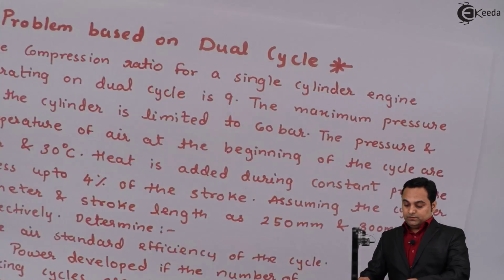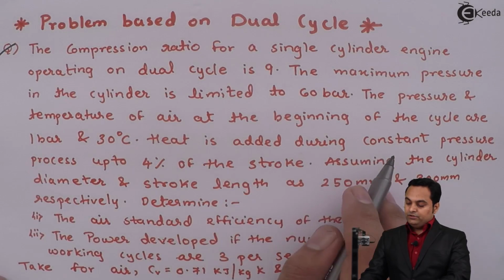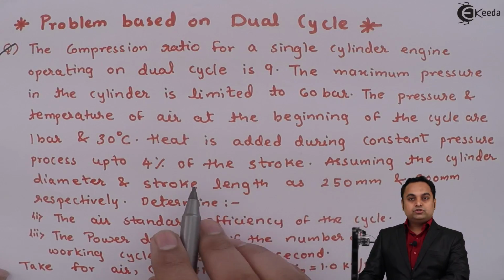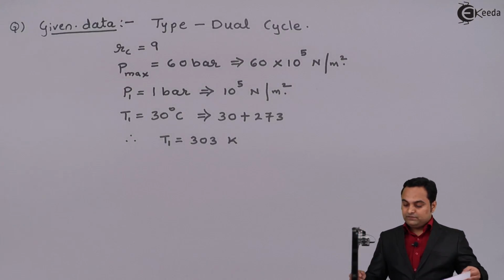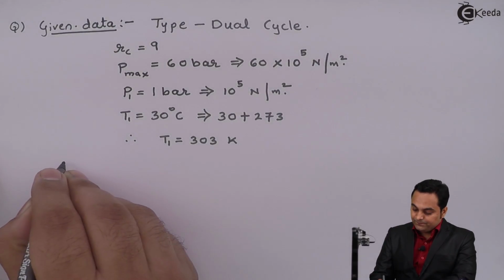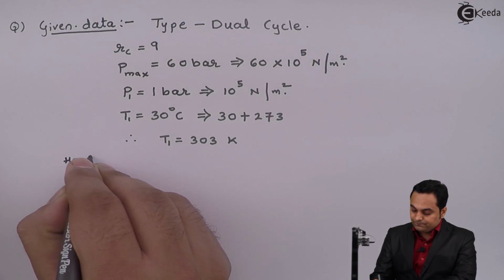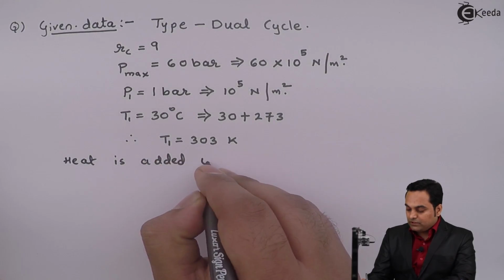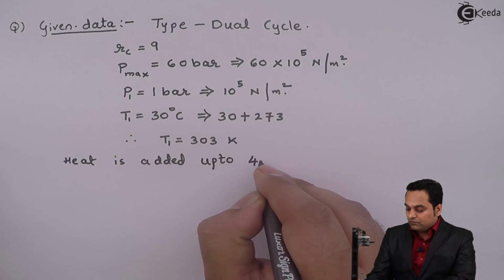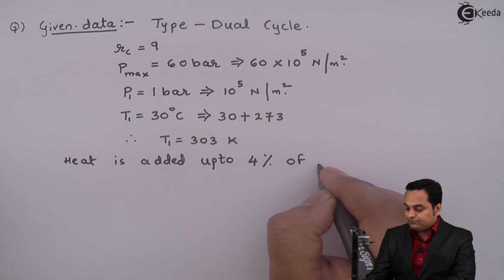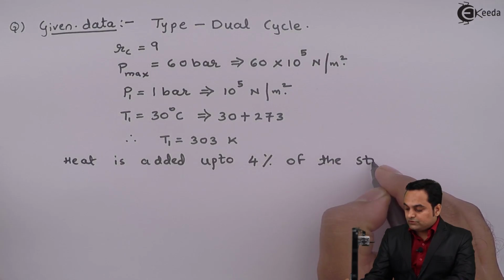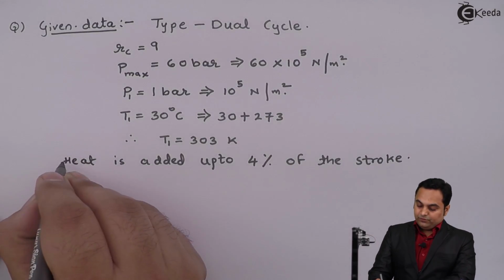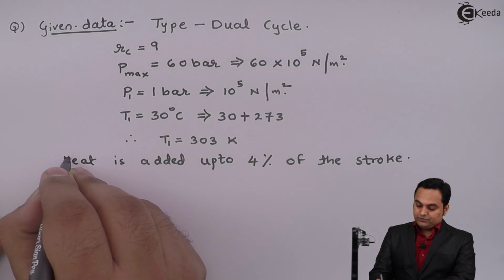Next, heat is added during constant pressure process up to 4% of the stroke. So it means, I'll write the statement as it is. Heat is added up to 4% of the stroke. Now this statement we would be using in the problem, that is in the solution part.